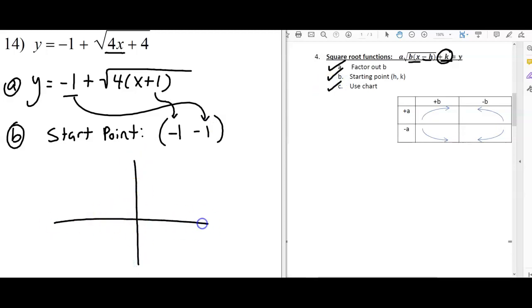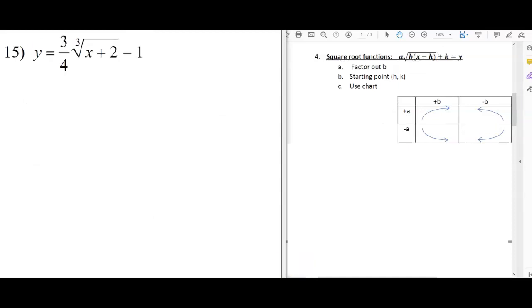So let's plot our point. -1, -1 would be right there. Now, how do you do this? Well, you're going to look at two numbers. You're going to look at the b and you're going to look at the a. And based on their signs, your graph will go in one of 4 different directions and shapes. So in this case, the a value isn't present, but it would be a 1. And the b value is a 4. They're both positive. So when both a and b are positive, then my graph will look like that, where this is my starting point. So for me, my graph will look something to the effect of that. Okay? And that's how we graph square root functions.